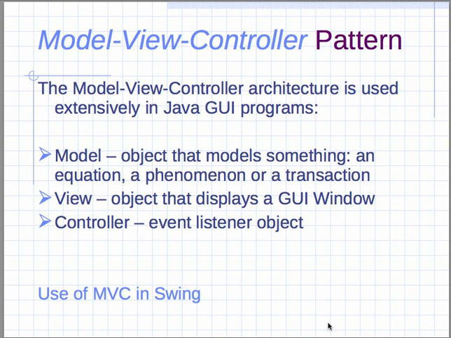Okay, so model view controller is used extensively in Java and other graphical user interface programs. The model, once again, is an object that models something: an equation, phenomenon, transaction, database entries, things like that. The view is an object that displays a graphical user interface window, like a JFrame. You might have some panel inside a JFrame window. And the controller is an event listener object, such as a JButton, things like that. So this is sort of built into Swing.